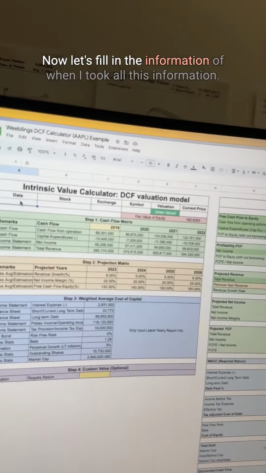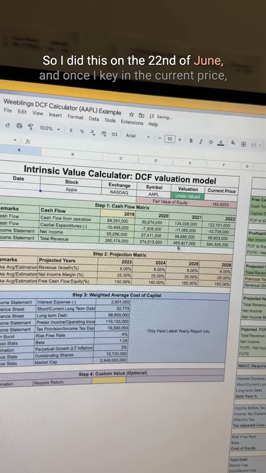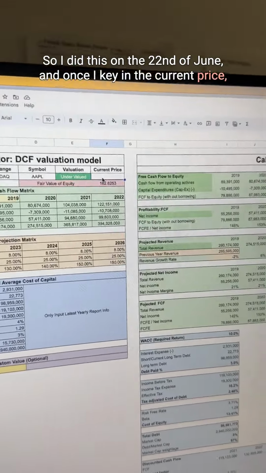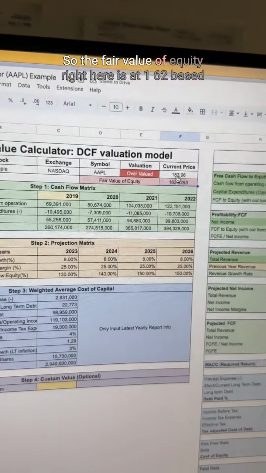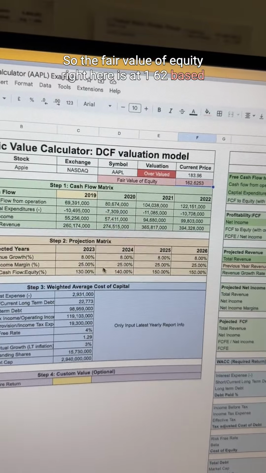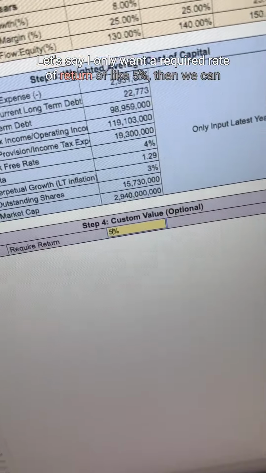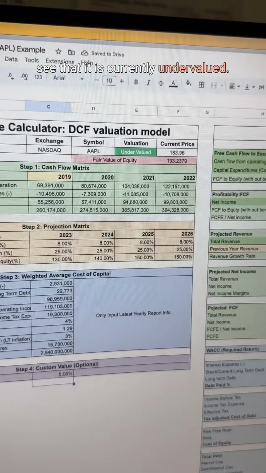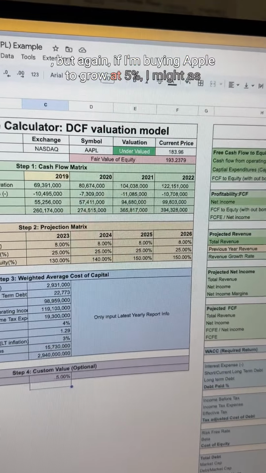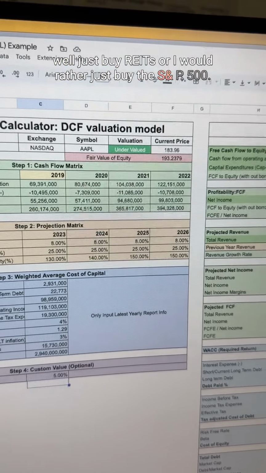Now let's fill in the information from when I took all this information. I did this on the 22nd of June. Once I key in the current price, we see that it is currently overvalued. The fair value of equity right here is 162 based on the prediction that I have. Let's say I only want a required rate of return of like 5%, then we can see that it is currently undervalued. But again, if I'm buying Apple to grow at 5%, I might as well just buy REITs, or I would rather just buy the S&P 500.